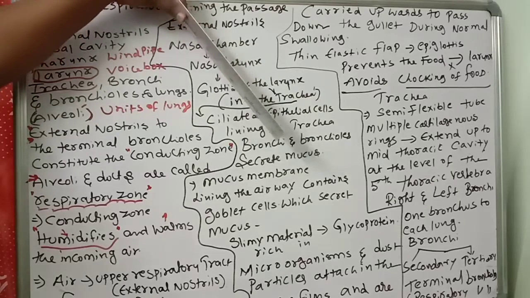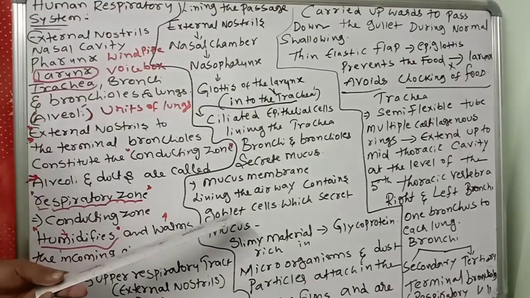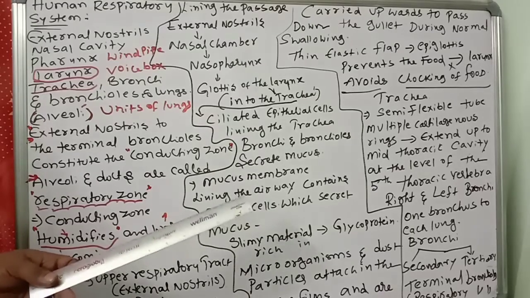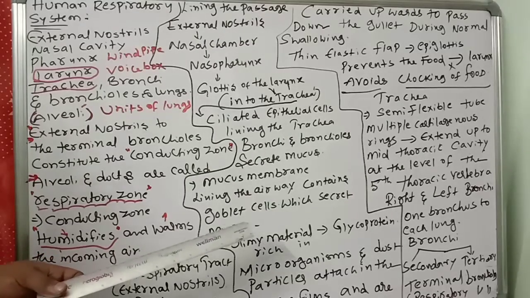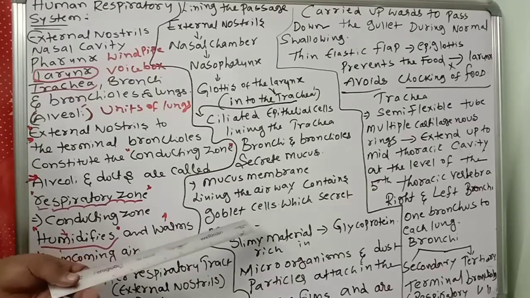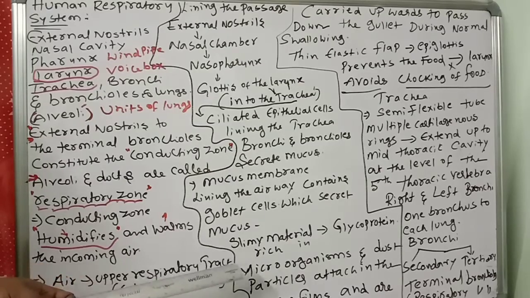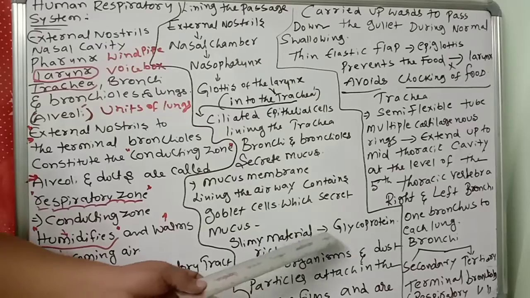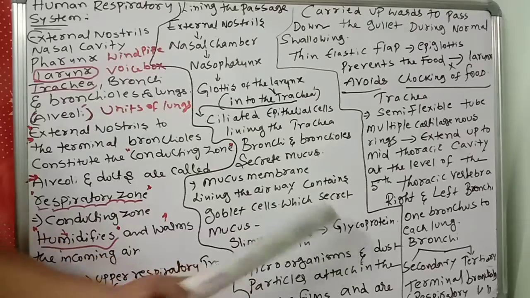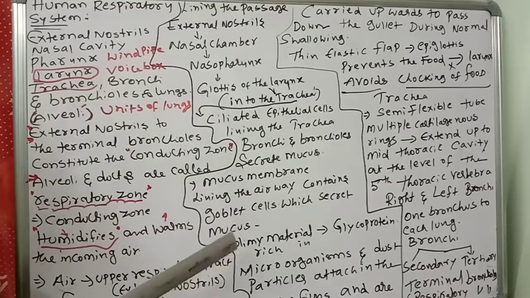They secrete mucus. The mucous membrane lining the airway contains goblet cells, very important, which secrete the mucus. This mucus is a slimy material rich in glycoprotein. The goblet cells are a neat bit, glycoproteins are a neat bit, and the ciliated epithelium is a neat bit. All of these are neat bits.